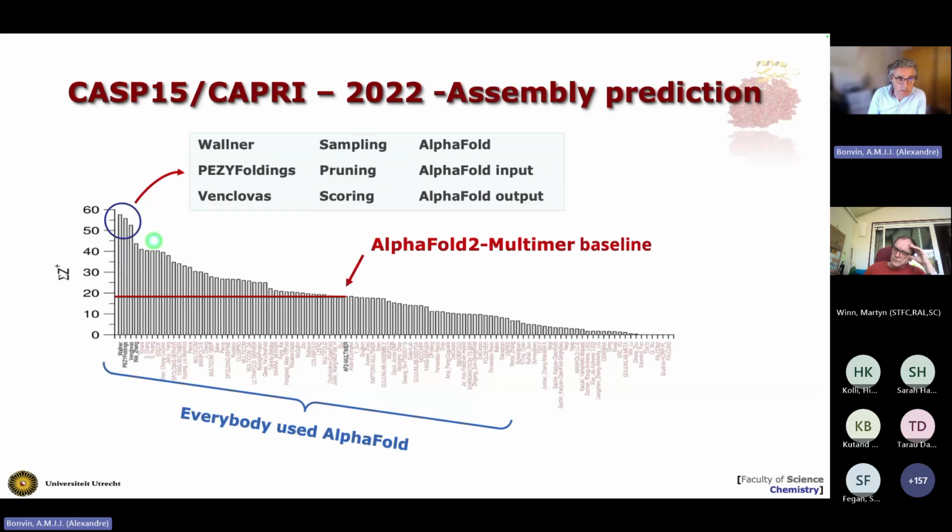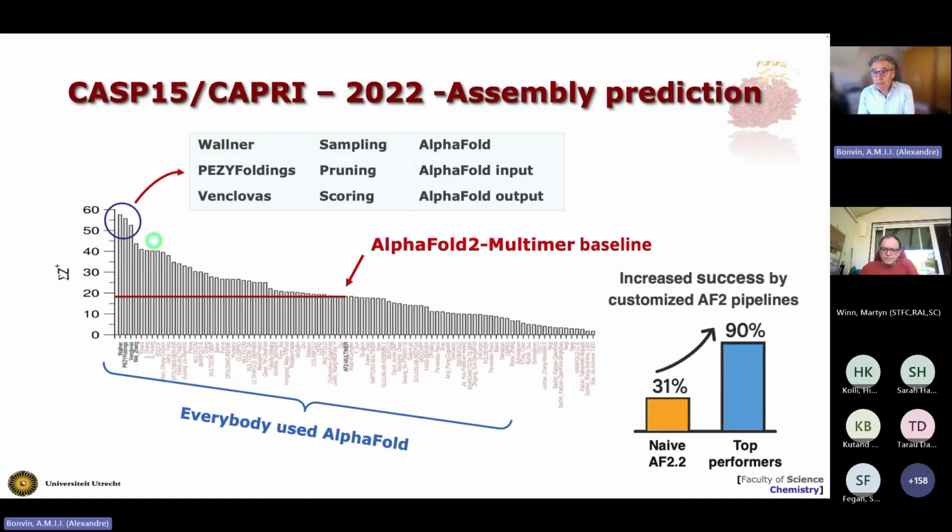The other team, PEZYFoldings, or whatever it's pronounced, they have been basically playing with the multiple sequence alignments. So doing smart multiple sequence alignment also improved the performance. And Venclovas is a classical docker/scorer, and he has very good scoring functions based on Voronoi tessellation. He's been using AlphaFold output, but he was very good at scoring, and that's what distinguished them from the remaining of the crowd, basically.